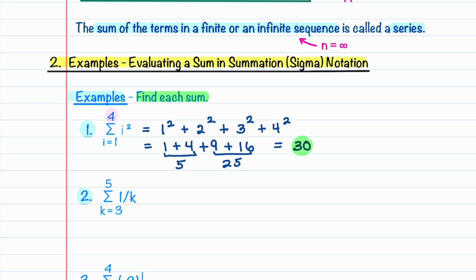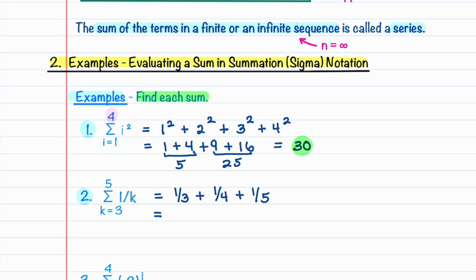For this one, we are starting at 3 and going up to 5. So we'll start by writing down our first term. For our first term, k is 3, so this is 1/3. And then our next term, k is 4, so this is 1/4. And then our last term, k is 5, so this is 1/5.